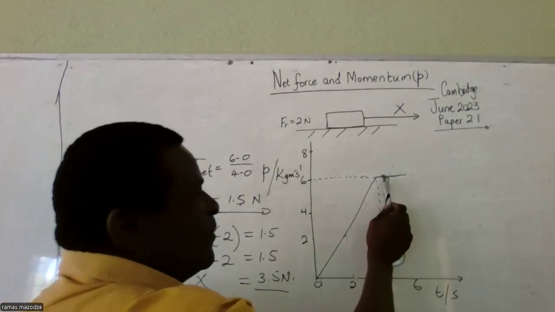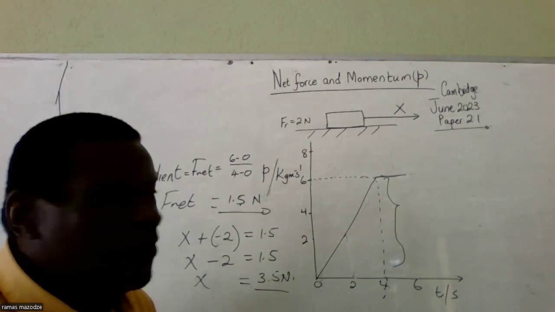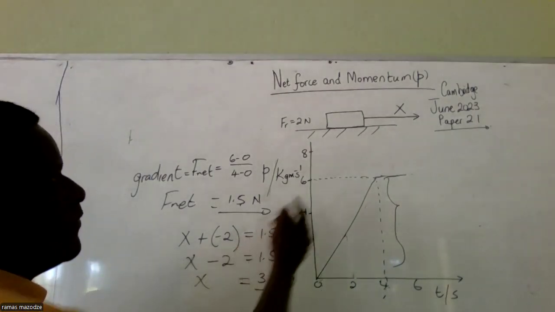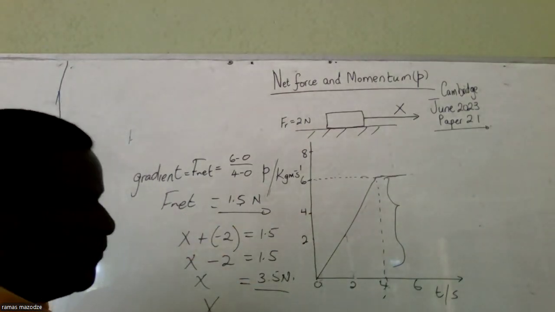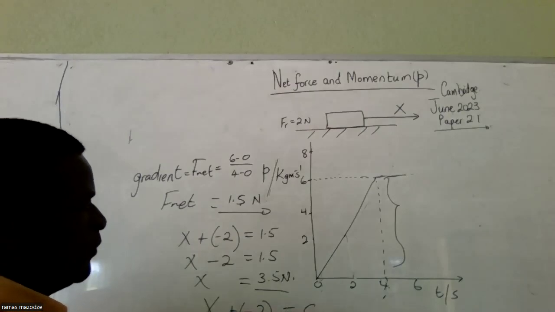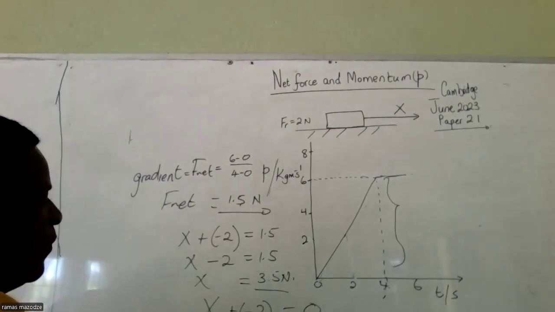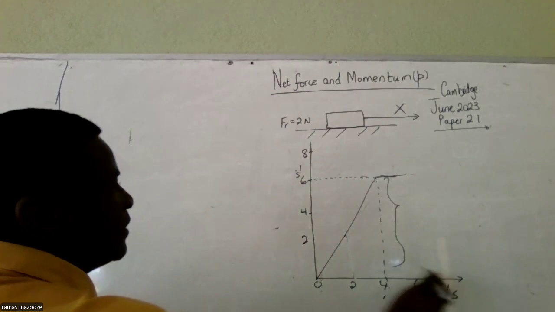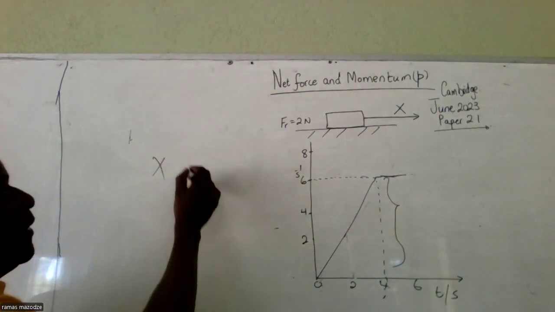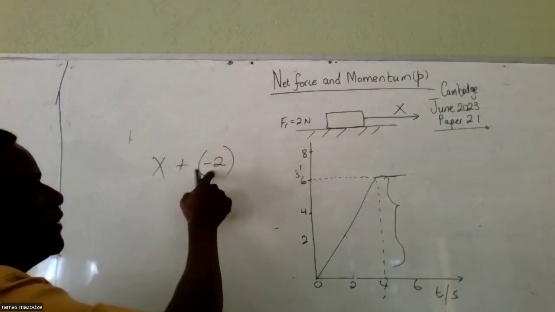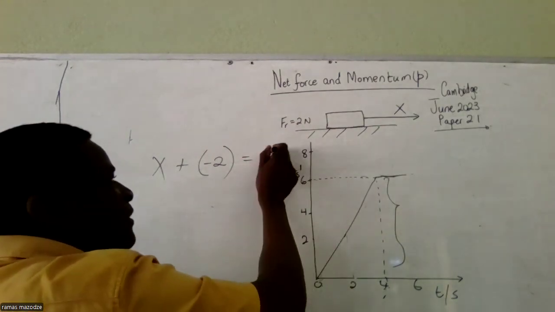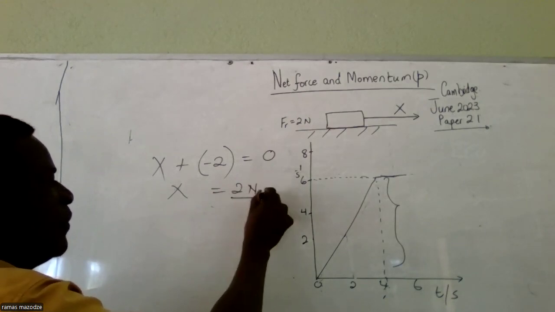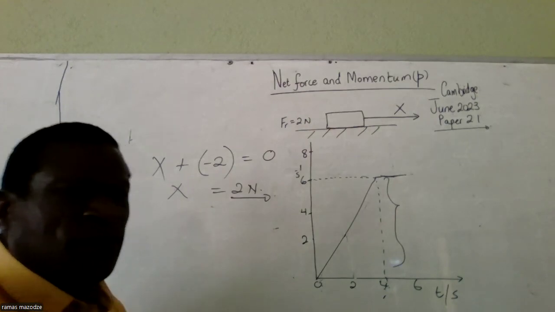And then, like we said, the gradient of a horizontal line, in a horizontal graph like that, is 0. So it means the net force is 0. If the net force is 0, you can find what x is again. So you just say x plus minus 2 gives us a net force of 0. So let me write it. To find the value of x between 4 and 6 seconds, with a straight line, we say x plus our friction, which is in the opposite direction, gives us a net force of 0, because that is the gradient of the momentum versus time graph. Therefore, x is equal to 2 newtons. We translate it to that side, it becomes positive 2.